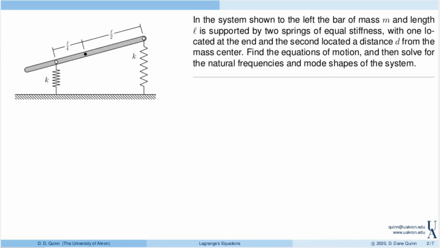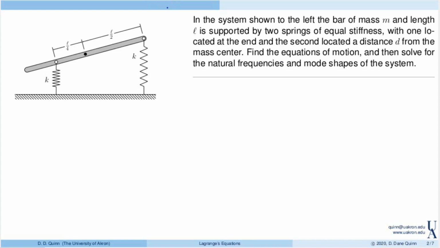So here's what I'd like to look at. We have a bar, length L, that's pinned at one end, and then a second spring is located halfway down the other end. So this spring is a distance L over 4 from the mass center, and this spring is a distance L over 2 from the mass center. Each spring is equal, and I would like to find the equations of motion and then solve again for the natural frequencies and mode shapes of the system.